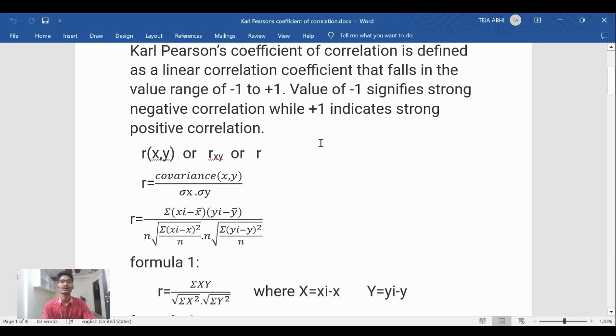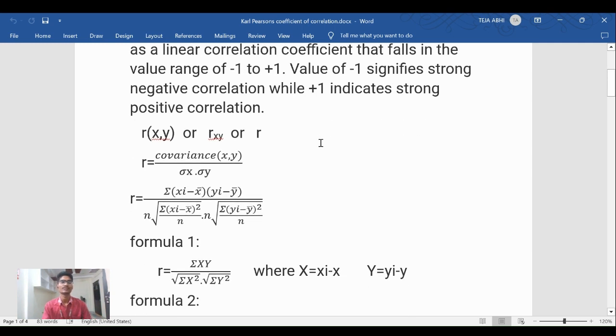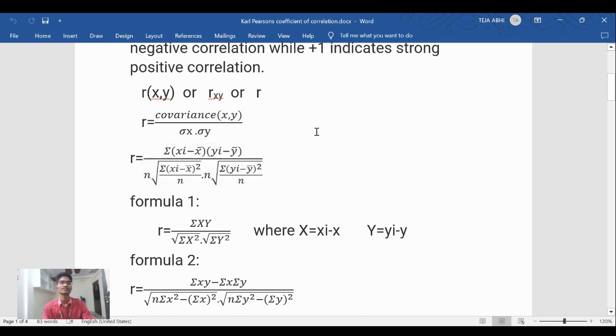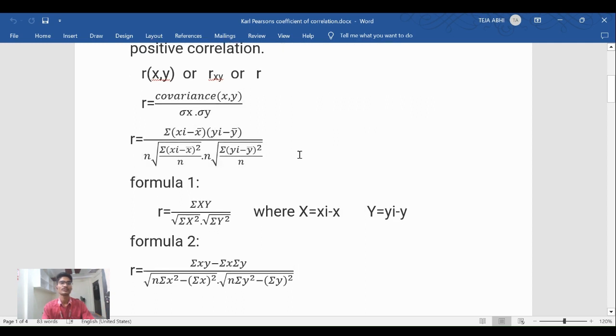It is indicated with the letter r. As we are finding the coefficient between two variables, we take the values as x and y. So it is also referred to as r of x comma y, or r of xy, or r. The value of r has different formulas to find it, and one of them is r is equal to covariance of x comma y by sigma of x into sigma of y, where x and y are the values of the two variables.